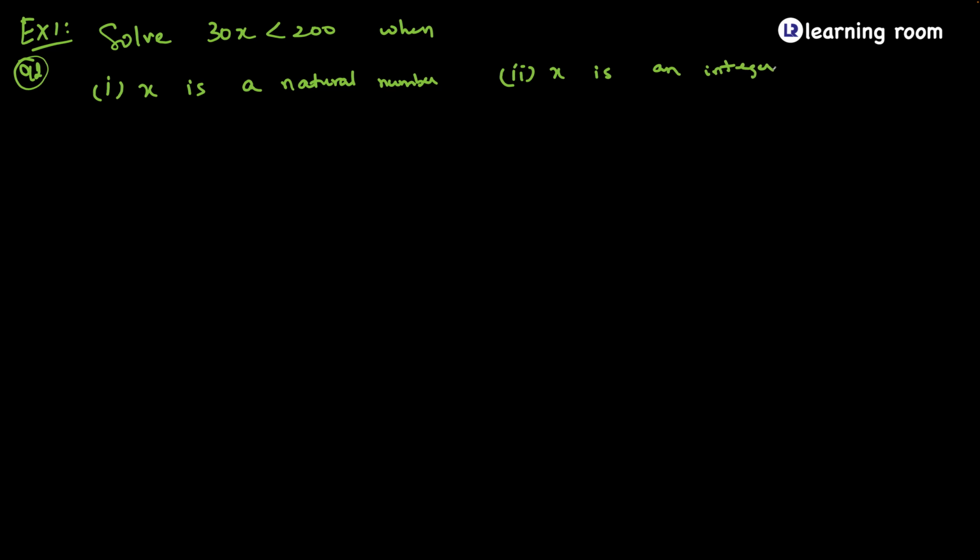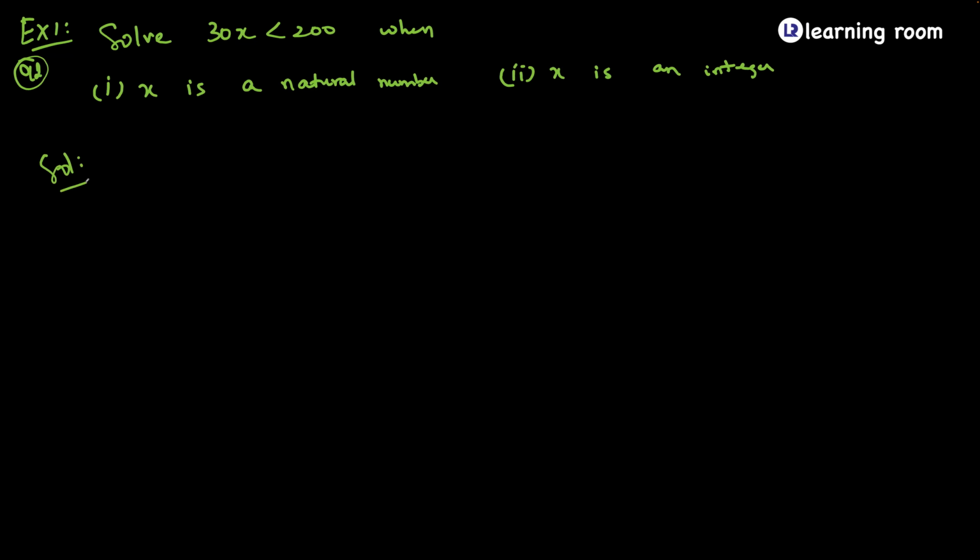Right? That is what they're asking. So what we need to do is solve this inequality so that in the first case, x only takes the natural numbers. In the second case, x takes the integer values. Right? So the solution is, observe.